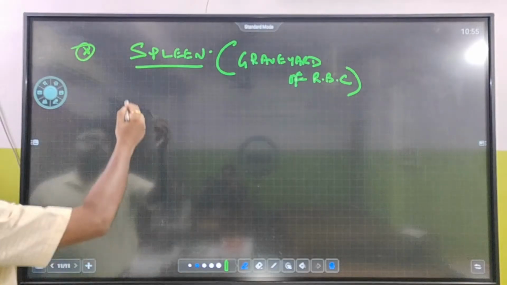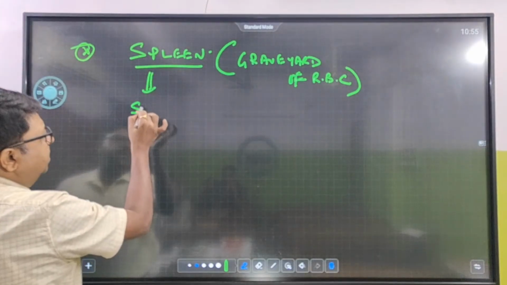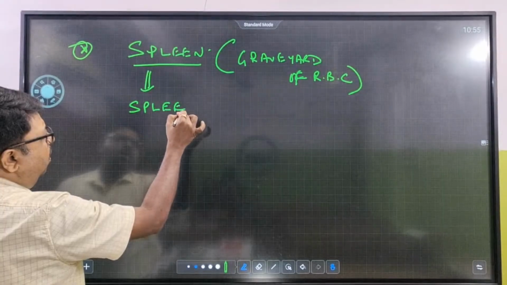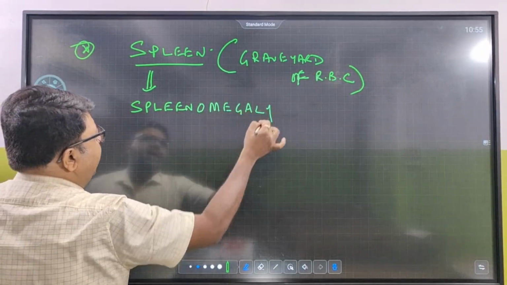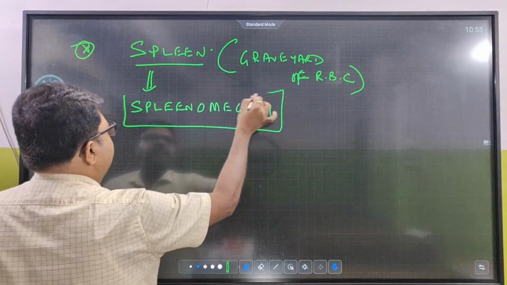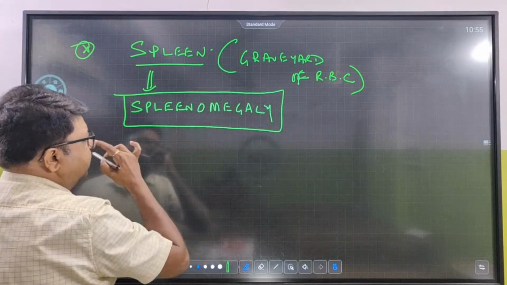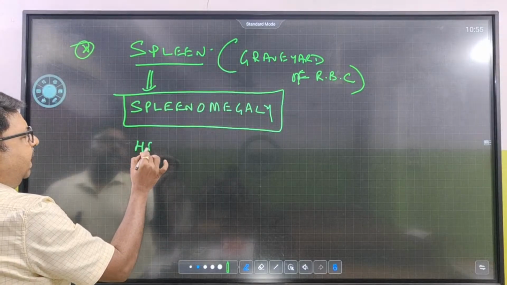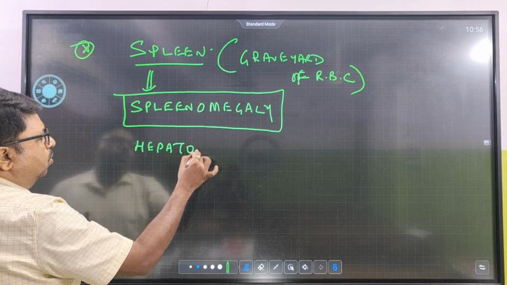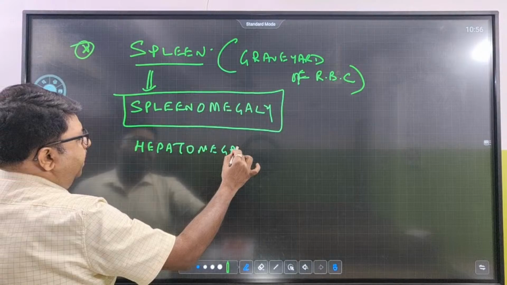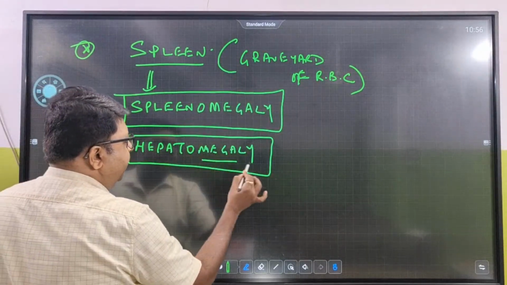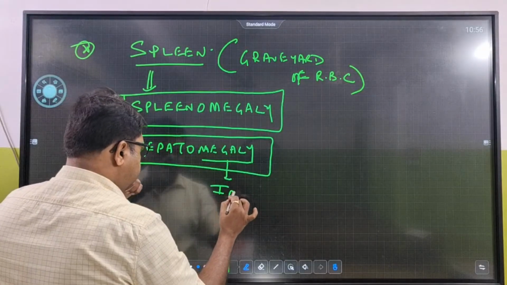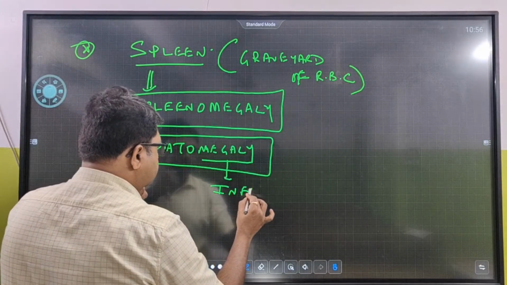Sometimes what happens? The spleen gets inflated. We call it splenomegaly. Sometimes the liver gets inflated. We call the term hepatomegaly. Megaly means inflammation, so inflammation of an organ.